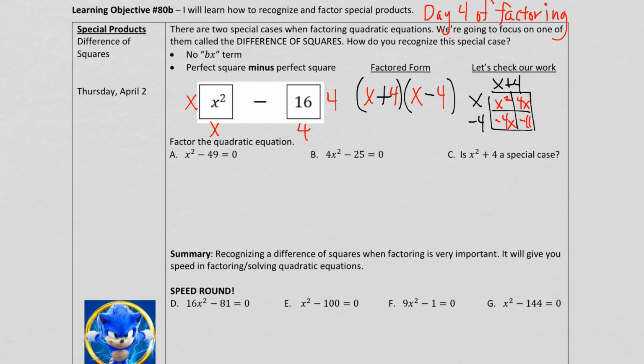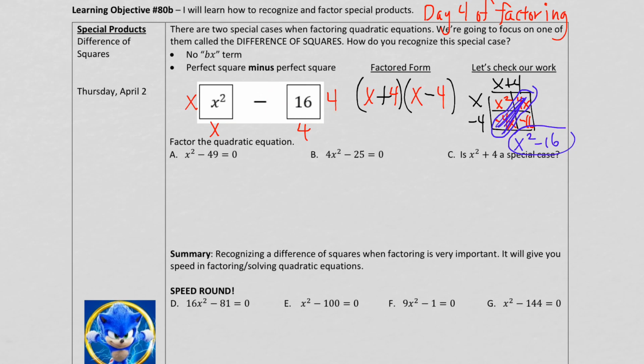And notice how in this situation, when you look at your like terms, what do you notice about these two like terms? Do you see how they're opposites? In other words, 4x minus 4x will cancel, so these go away. And so you're left with x squared minus 16, which is your original quadratic, so you went full circle. So with that, let's look at example A.